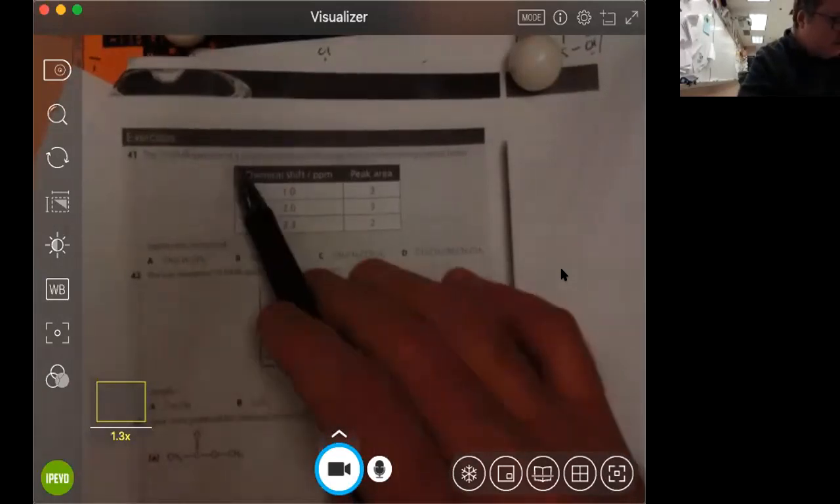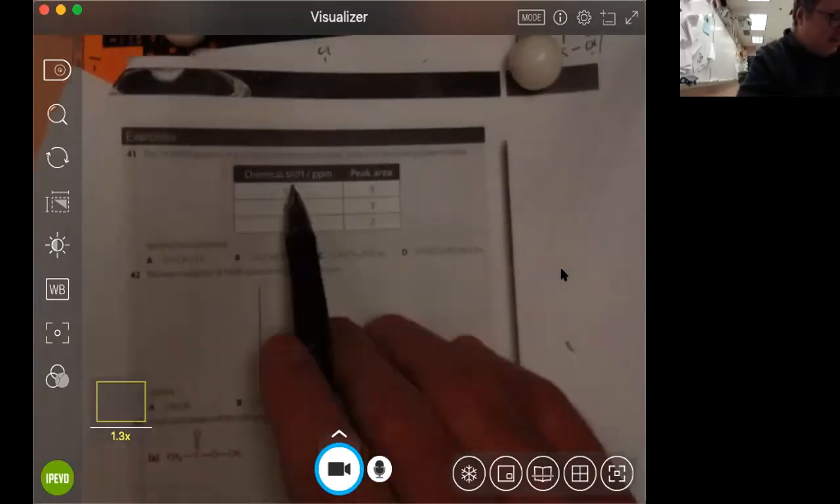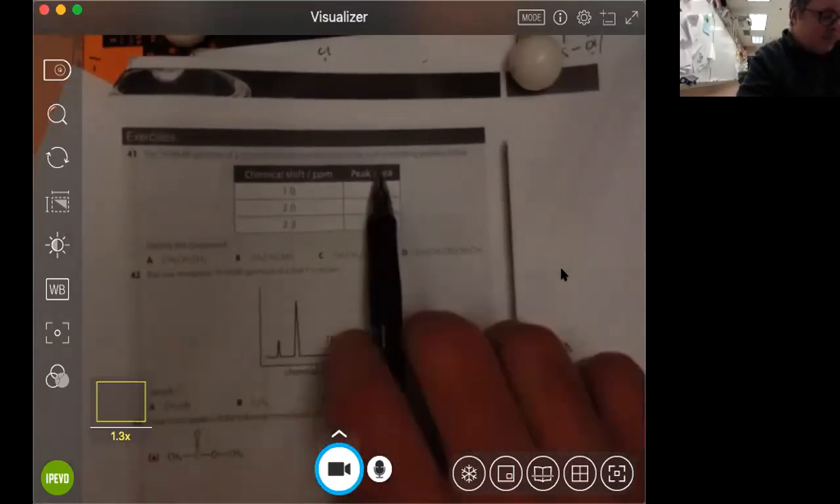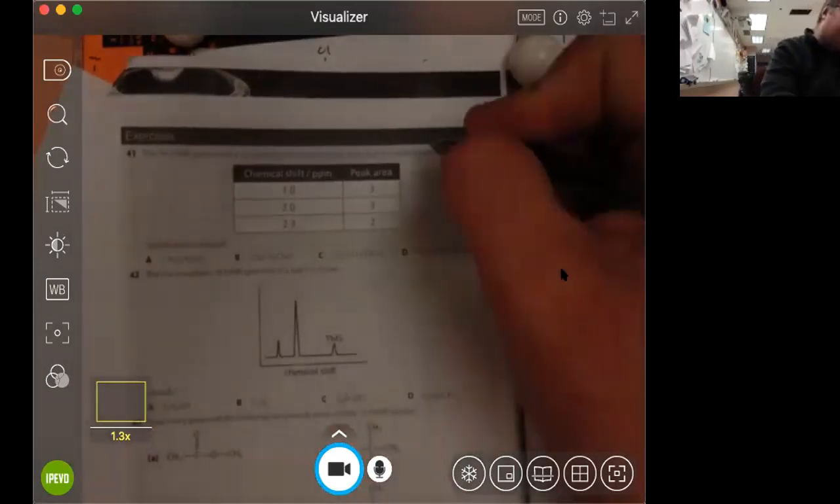So if we take a look here, question 41. They tell you the shift and they tell you the peak area. Now the peak area is that hydrogen number.